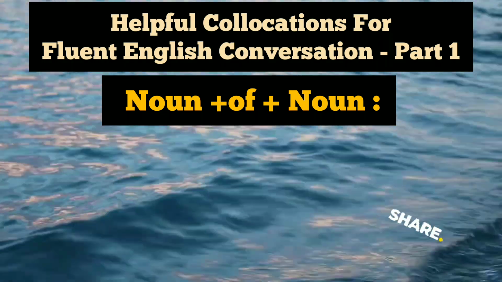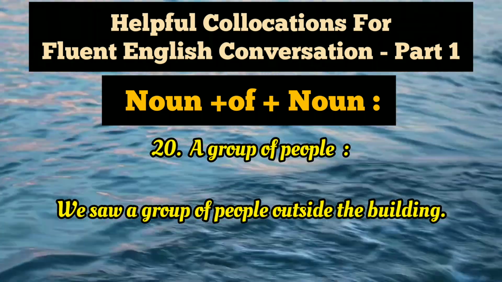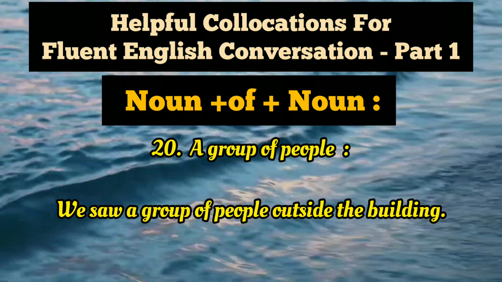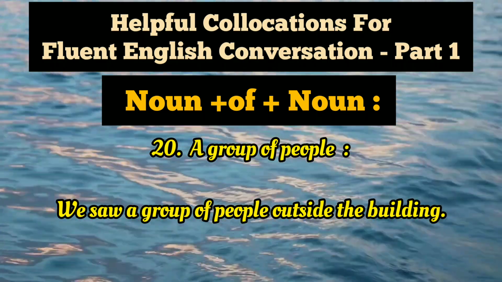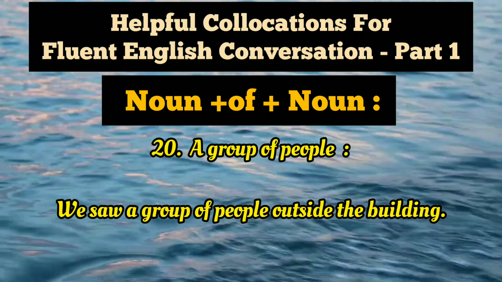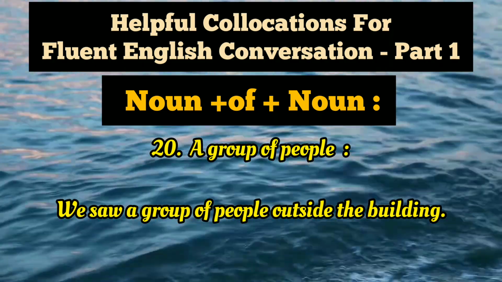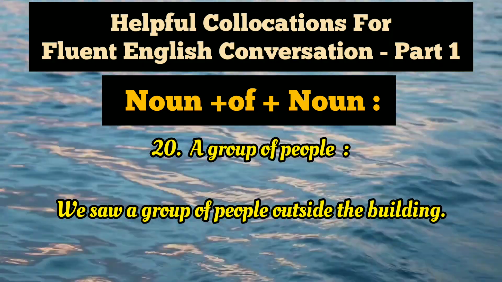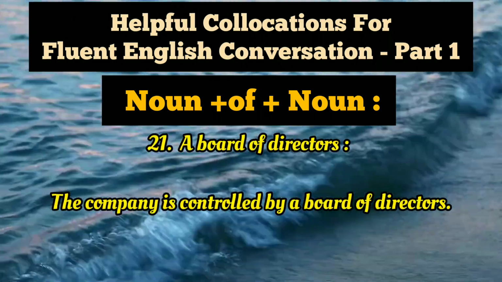The first one is on your screen, a group of people. So here group is a noun, again I'm using of, and people is another noun. So I'm forming this collocation, group of people. So let me show you how to use it. We saw a group of people outside the building. As simple as it is. It's quite easy.